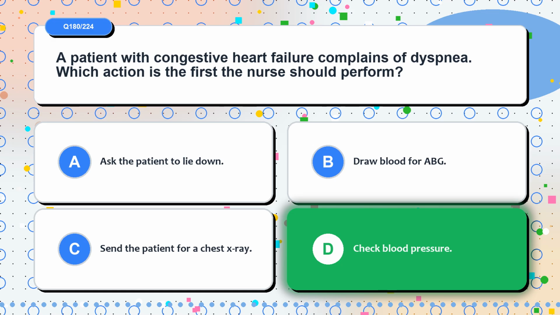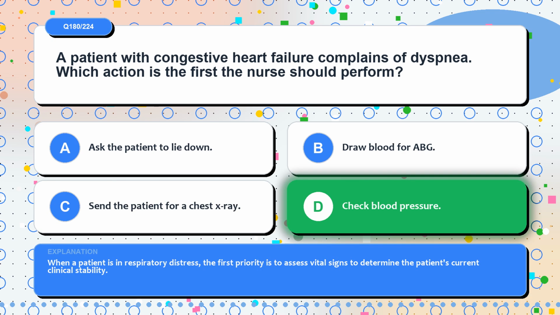The correct answer is option D. Check blood pressure. When a patient is in respiratory distress, the first priority is to assess vital signs to determine the patient's current clinical stability.